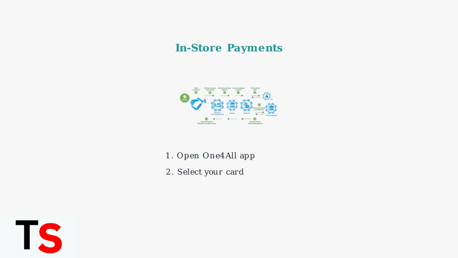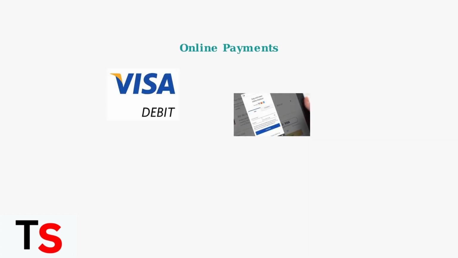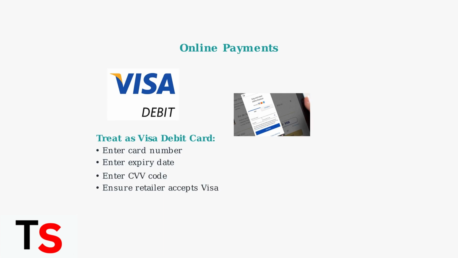For in-store payments, open the One4All app, select your card, and tap your phone on the card machine. The app uses NFC technology for contactless payments. For online purchases, treat your One4All card like a Visa debit card. Enter the card number, expiry date, and CVV at checkout, just like any other debit card.